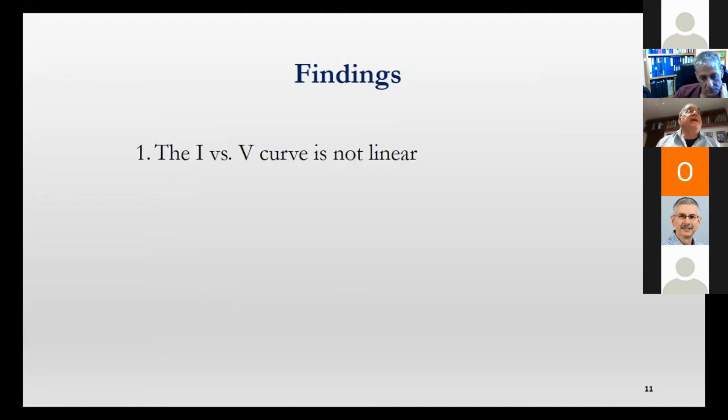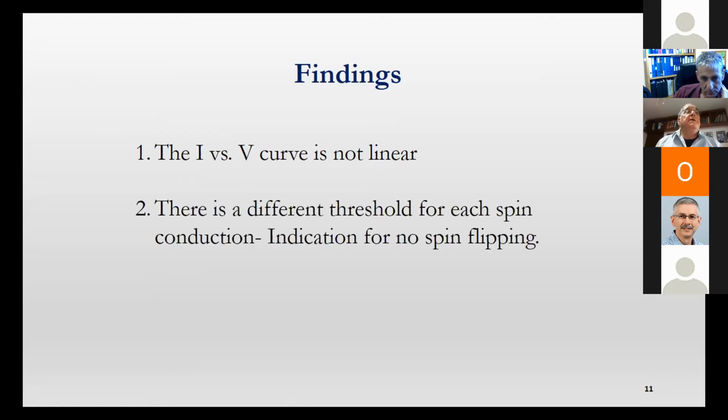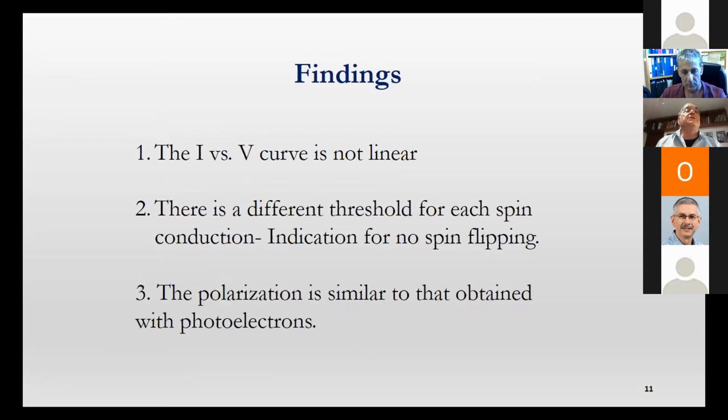So the findings, if I summarize so far: we see IV curves that are not linear. There is a different threshold for each spin conduction. This, together with other work that was done by us and by others, indicates that there is no spin flipping inside the molecule. So it's a real filtering, but not spin flipping. The polarization is similar to that obtained with photoelectrons.